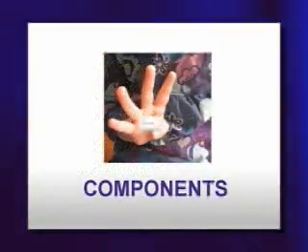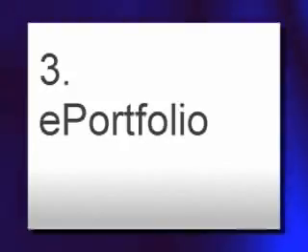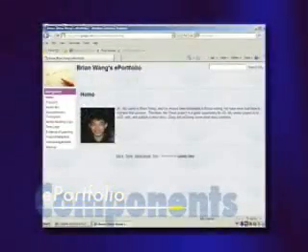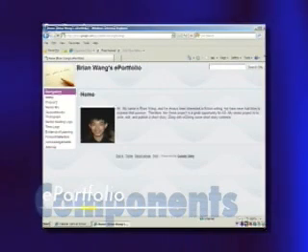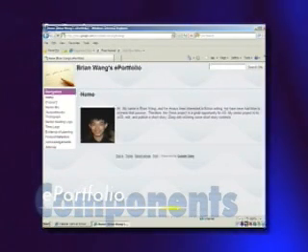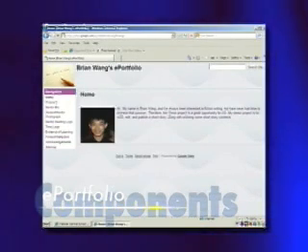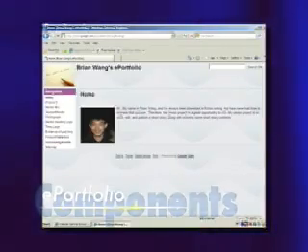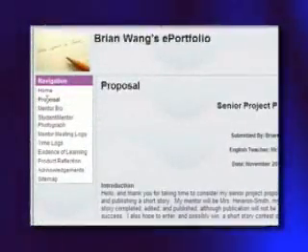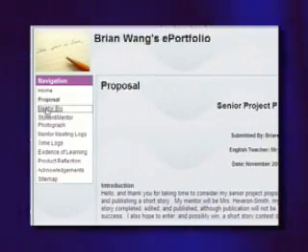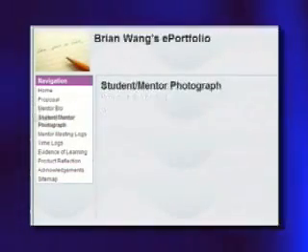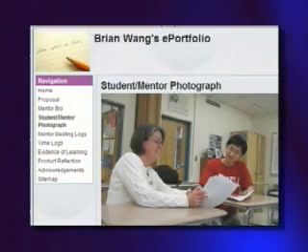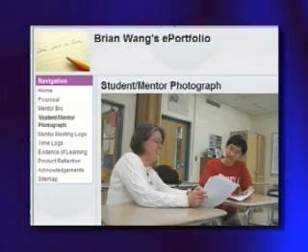Number 3, the ePortfolio. The electronic portfolio is a place where you will store everything that you complete for your project. Let's take a look at an electronic portfolio from this school year. The home page will introduce your project, and it will also include your detailed proposal, a mentor bio, a picture of your mentor and you working together. It will also chronicle all the time that you put into your project.